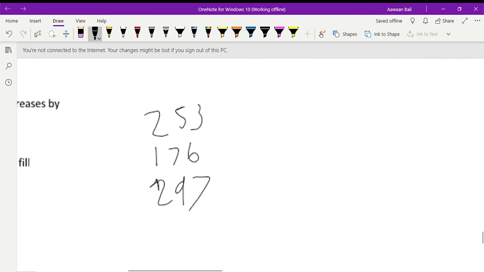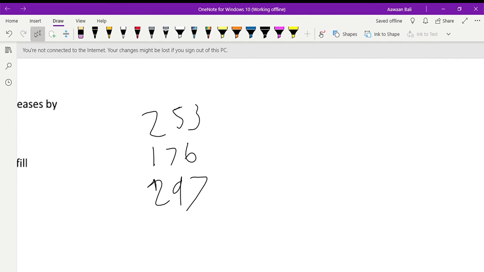We add all the digits, and if the answer is divisible by 3, then it's divisible by 3 itself. So 2 plus 5 is 7 plus 3, 10. No. 1 plus 7 is 8 plus 6, 14. No. Wait, what? Wait, oh, sorry. I forgot to do this.